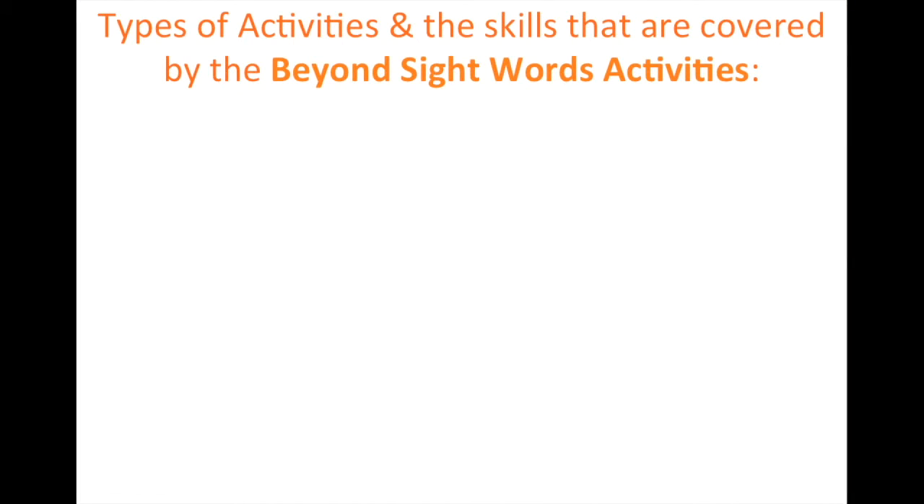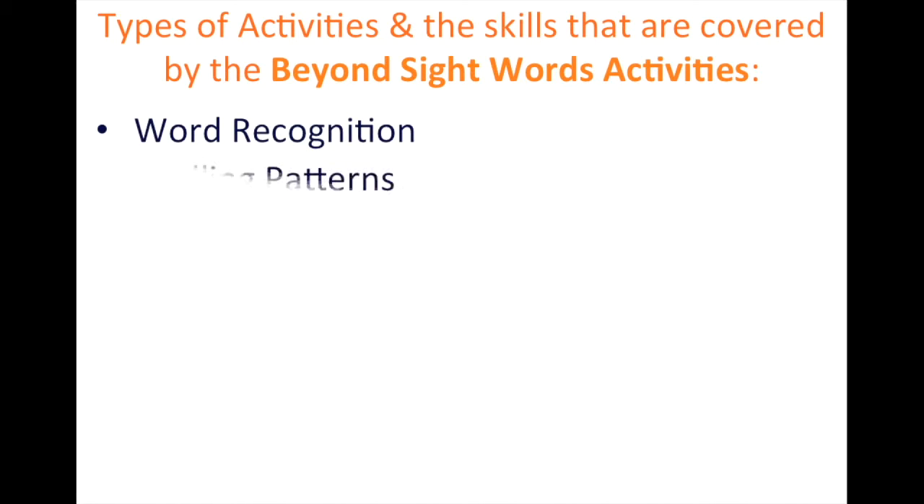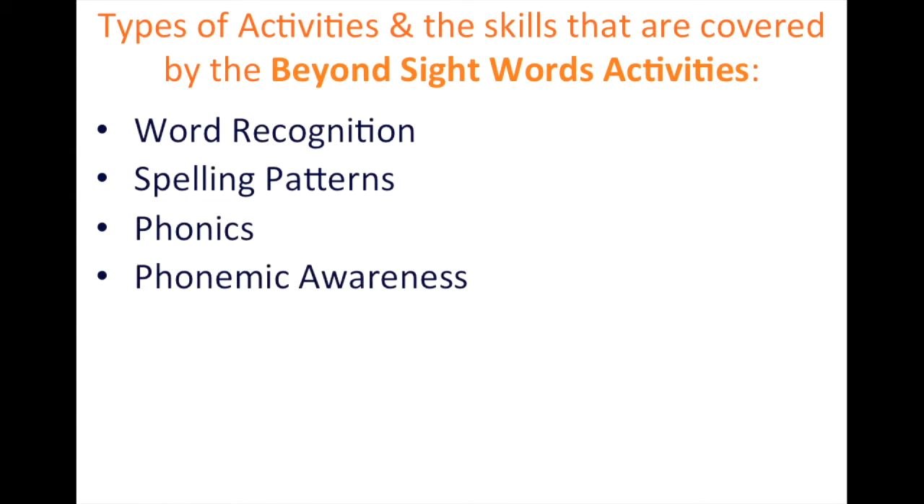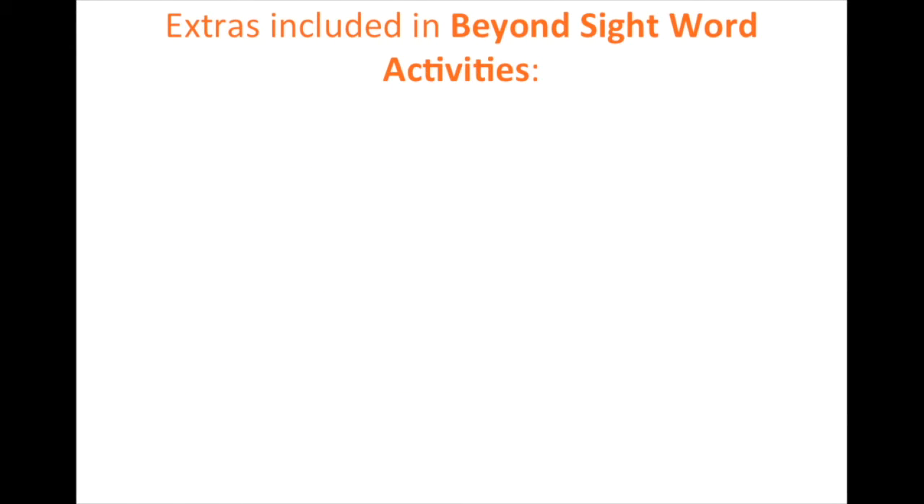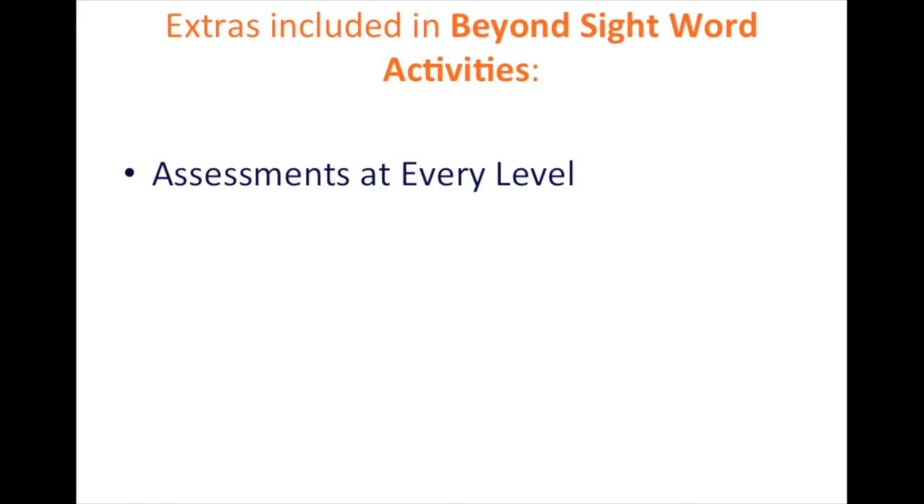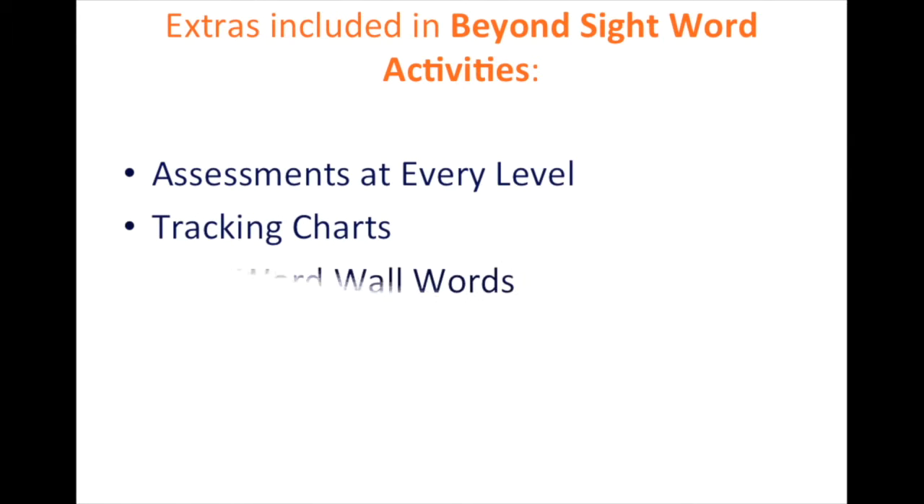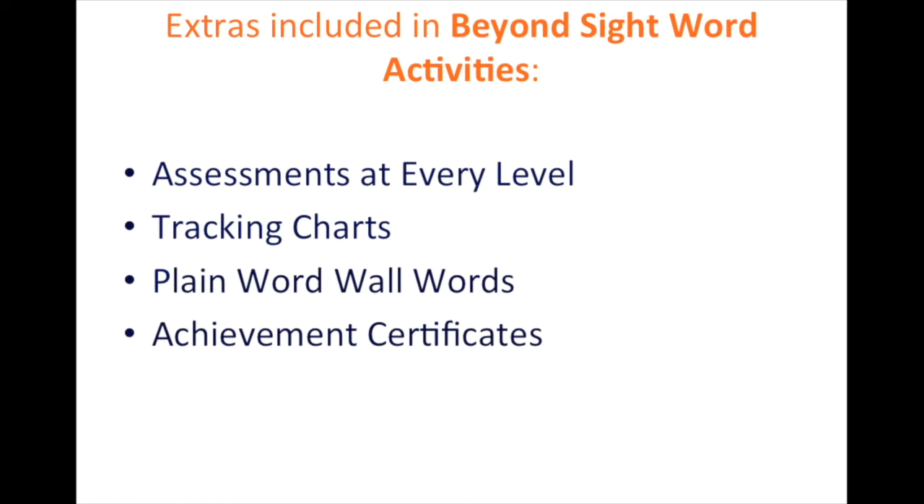These are the types of activities and the skills that are covered by Beyond SnapWords activities. The first, of course, is word recognition, spelling patterns, phonics, phonemic awareness, the alphabetic principle, higher level thinking, reading in context, comprehension, and then there are the assessments at every level, tracking charts, blank word wall words, and even achievement certificates. So everything is in there for you.